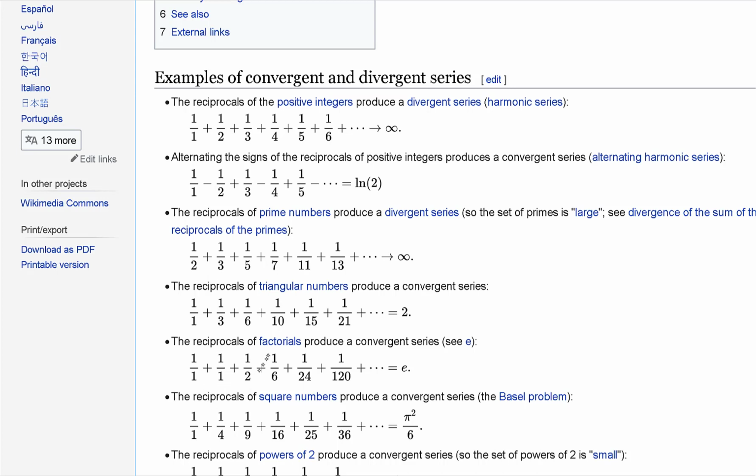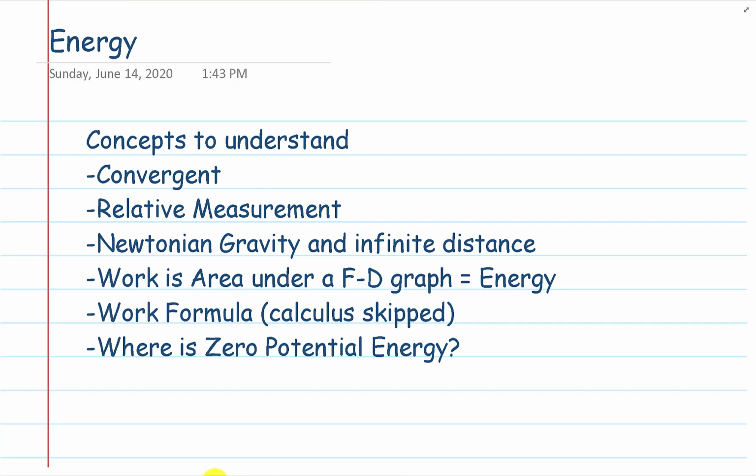1 plus 1 plus 1/2. I don't know what that series is. That's factorials, I see. Okay, or 1, 1/4, 1/9, 1/16, 1/25, 1/36. You see the pattern there. I'm squaring it. This doesn't go to infinity. As I go forever and ever, if I could go up to infinity, it becomes a solid number. It doesn't go any higher than that.